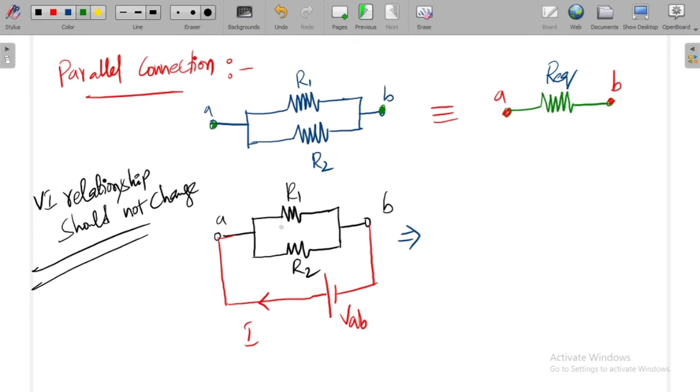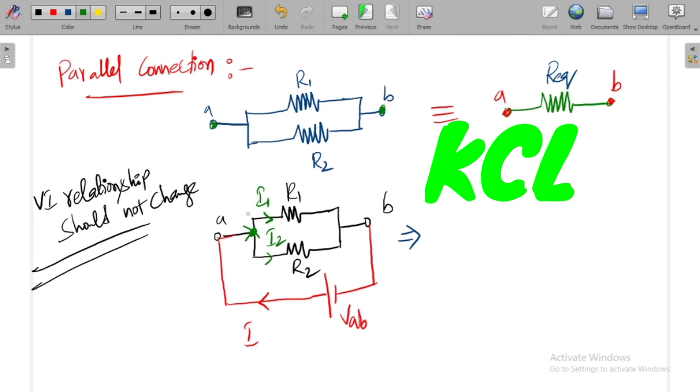By applying KCL here, because the current is getting divided. One current flowing through R1 I am assuming as I1, the current flowing through R2 I am assuming as I2. Now at this point, by applying KCL, which is Kirchhoff's current law, I is the incoming current and the two outgoing currents from node A are I1 and I2. So the sum of incoming currents is equal to the sum of outgoing currents. From that we will get I is equal to I1 plus I2.